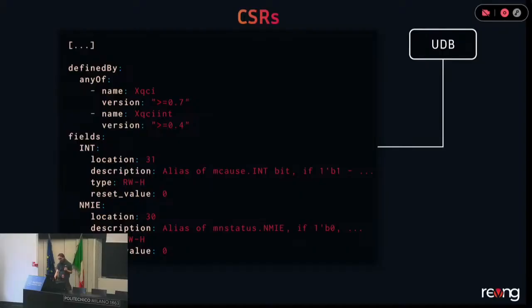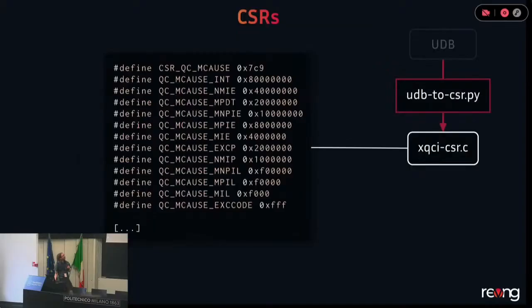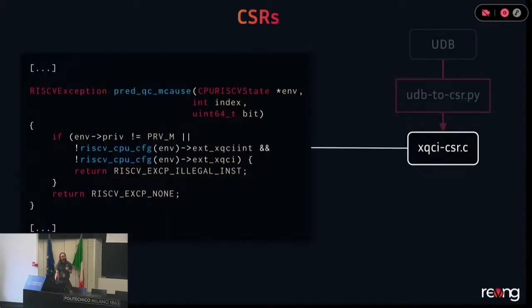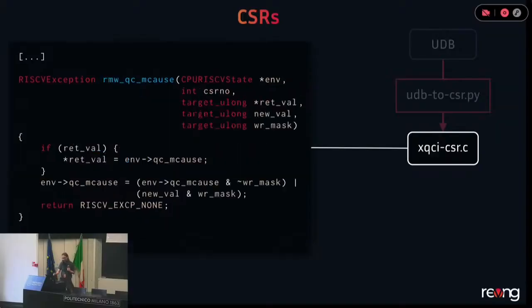So we take this, we generate some C code on the other end. We get macros defining the address and the masks of the CSR. We generate a function for a predicate to check that the extension and privilege modes are correct. And then we get a simple read-write function for modifying the field in the CPU state corresponding to the CSR.